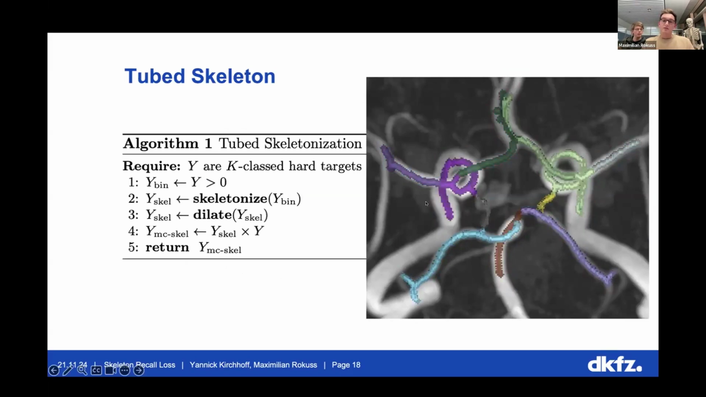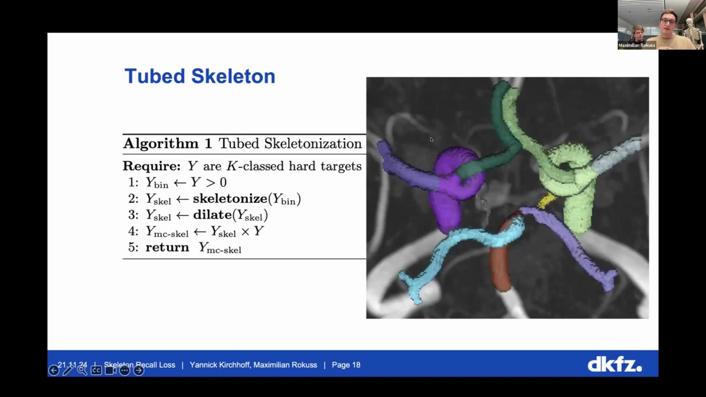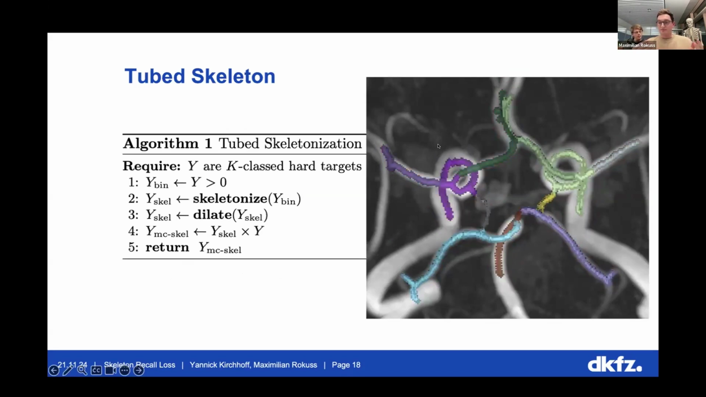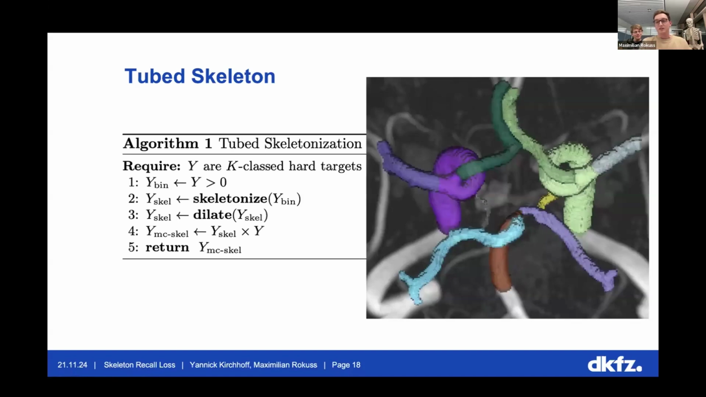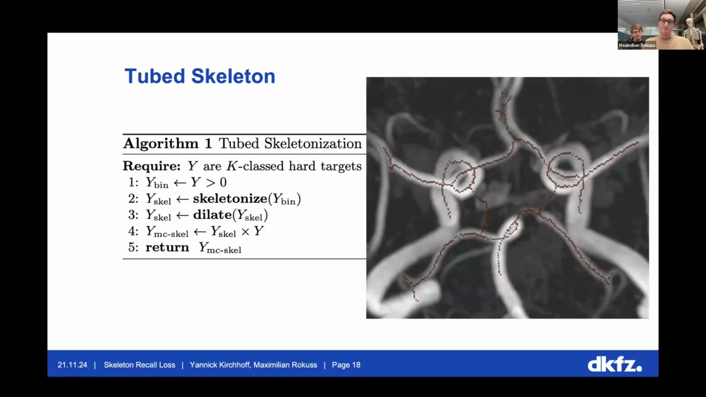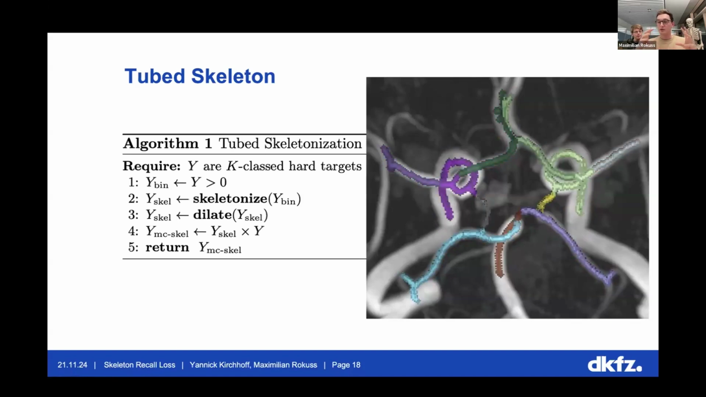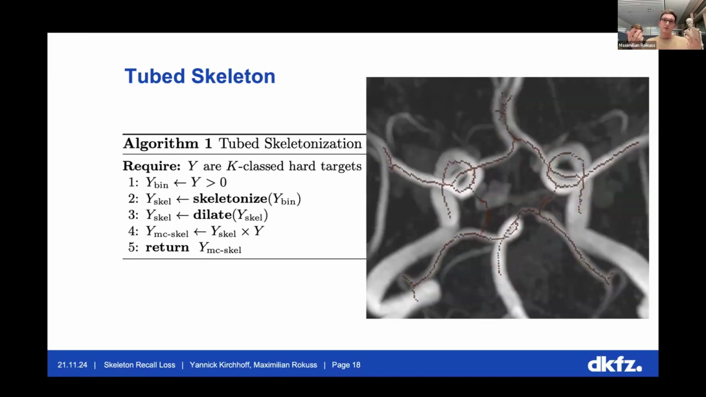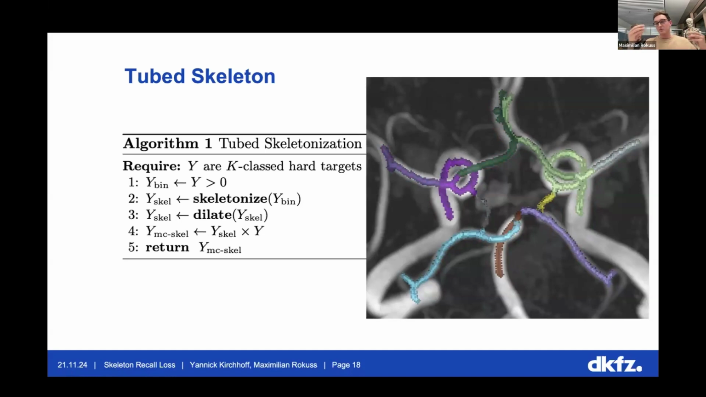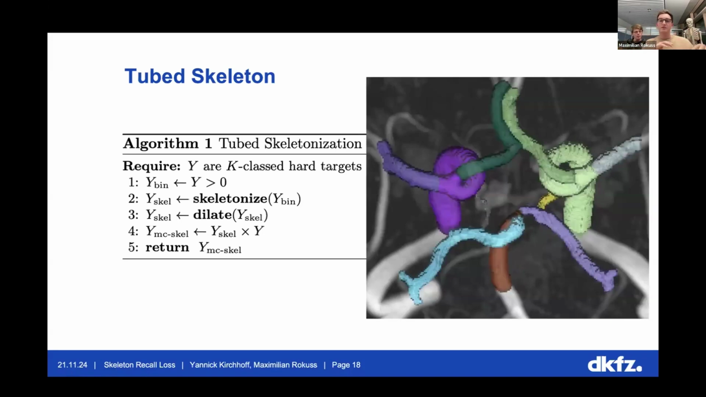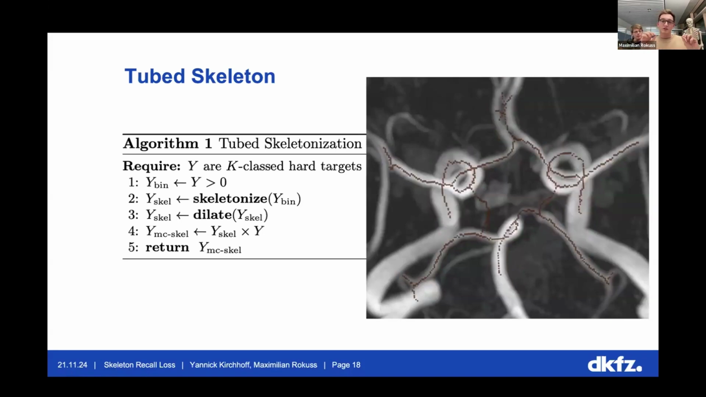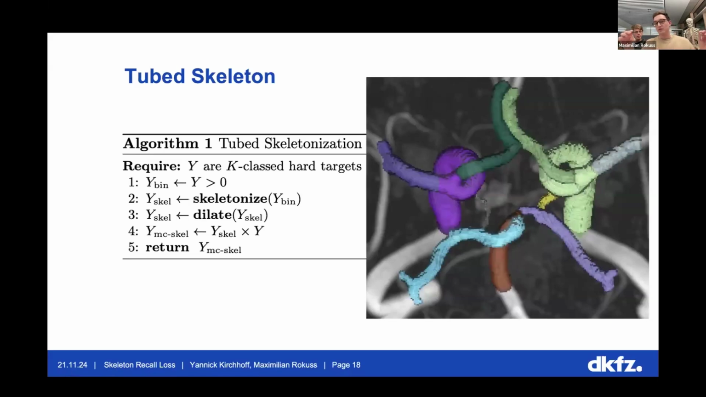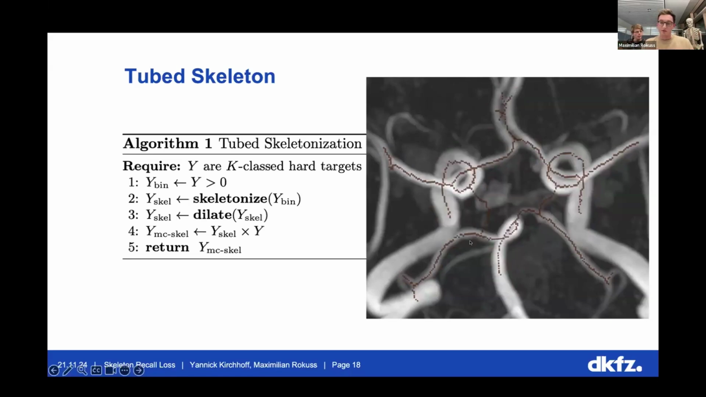This is the skeleton of the 3D structure. And as you can see again, with this thin line, it is very thin, and it doesn't give a lot of signal if you include it into the loss calculation. That's why we tube it or we dilate it a bit, such that we end up with a structure which has the same topology, the same skeleton as the original structure, just with accurate thickness of this tubing.